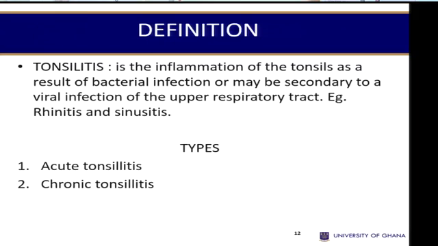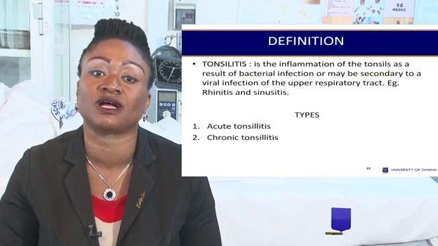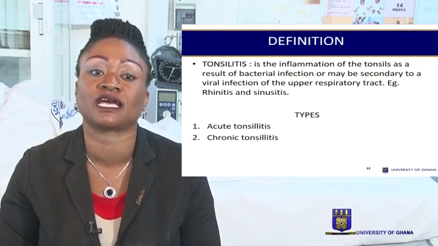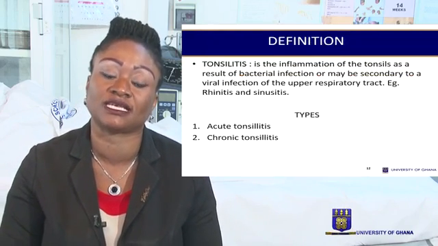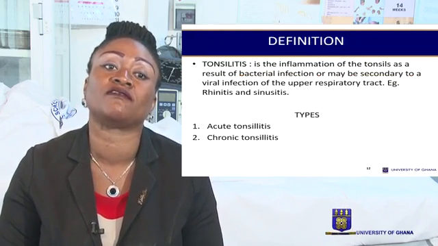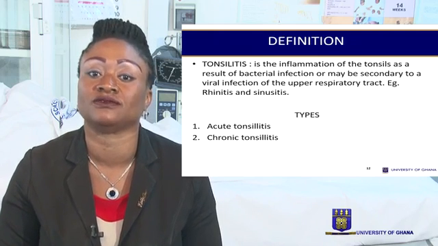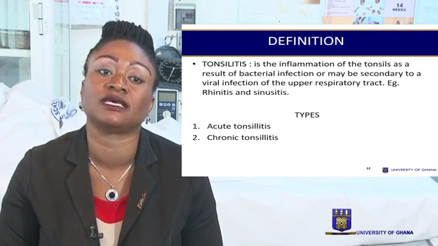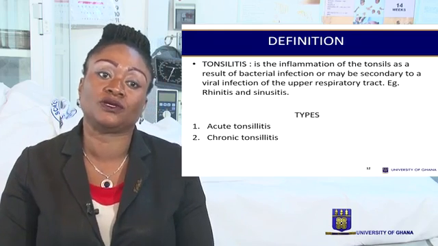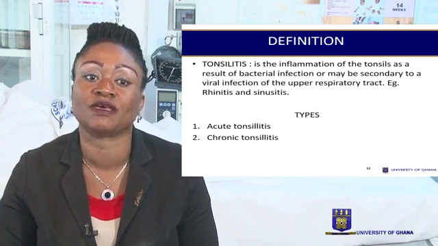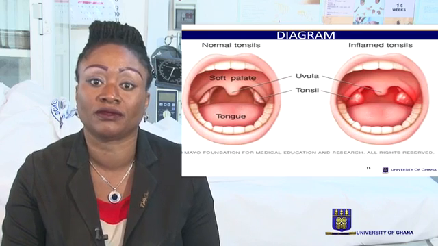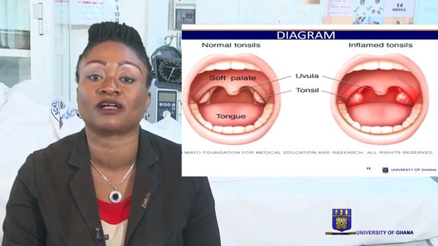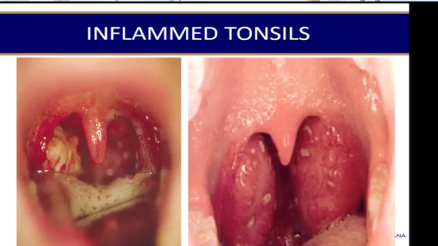Tonsillitis is inflammation of the tonsils as a result of bacterial infection or maybe secondary to a viral infection of the upper respiratory tract. Example, we have rhinitis and sinusitis. All these may lead to tonsillitis. It may be acute or chronic. So in the diagram, we have normal tonsils and then inflamed tonsils.